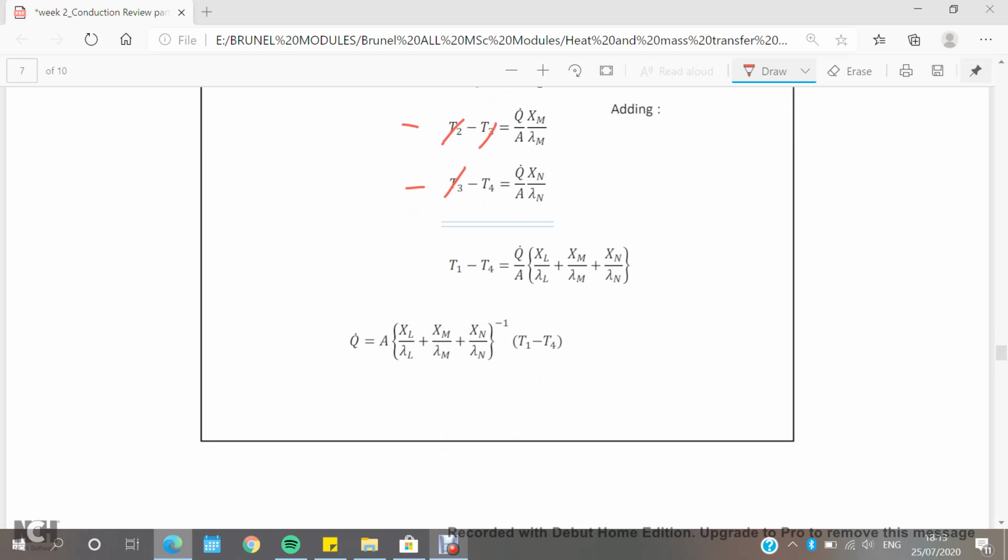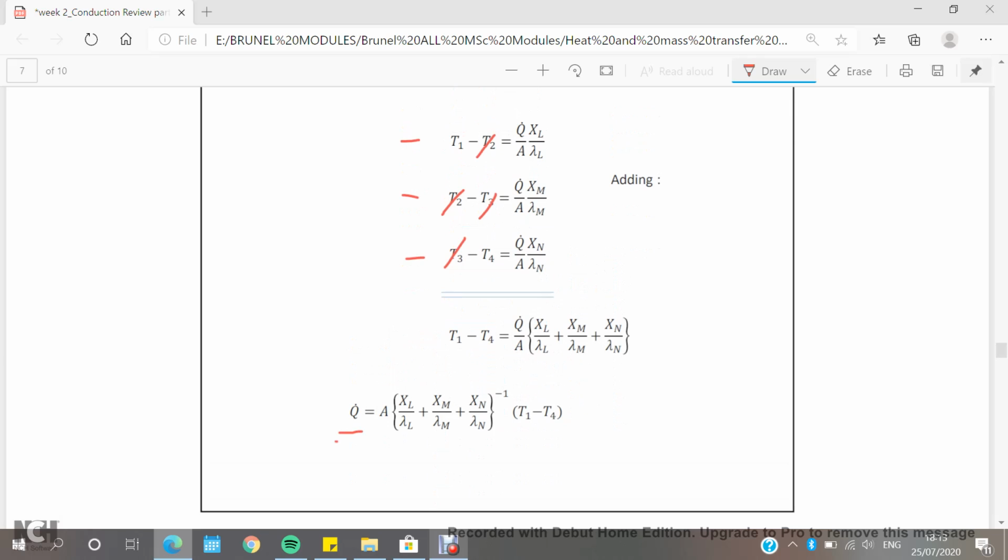we will find that we can have the heat transfer rate as a function of T1 minus T4. Okay, perfect. Remember that Q is equal to the surface area times, here there is another parameter, a big value, times the temperature difference.